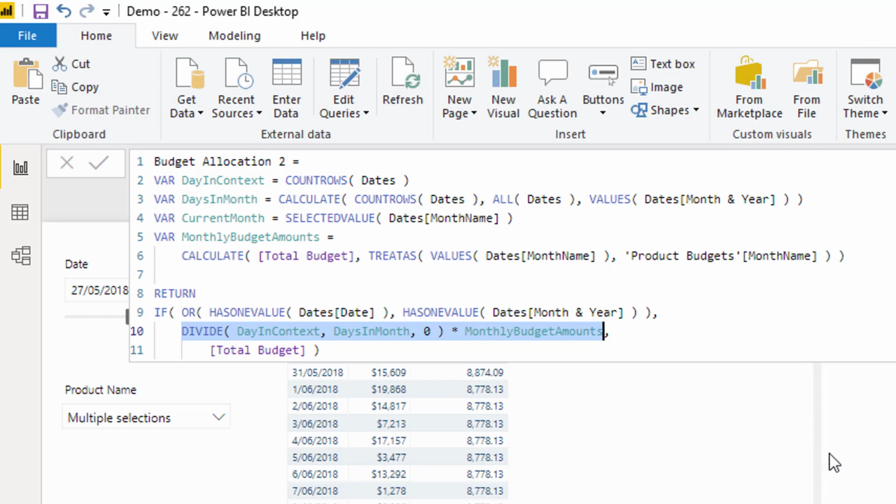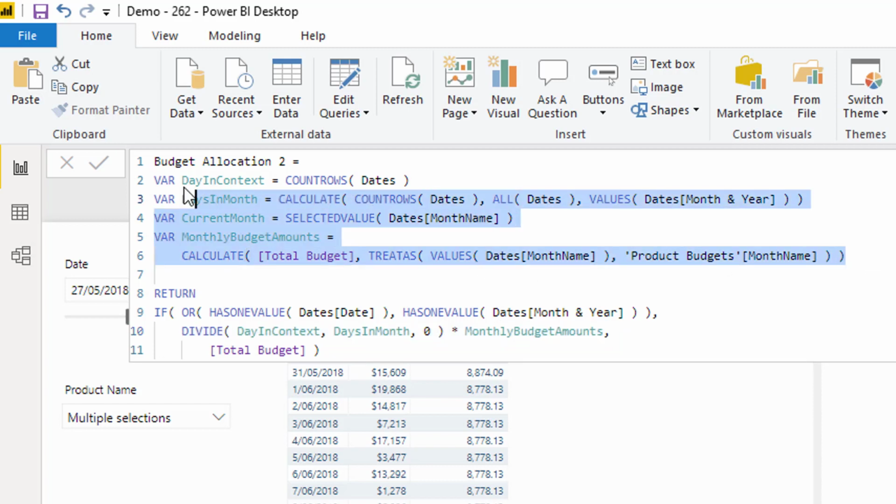Now it's just a matter of us building this up and getting to this point. So we start with this end in mind, and then we need to work out how we get a dynamic days in context, how we get a dynamic days in month, and then how we allocate our monthly budgets.